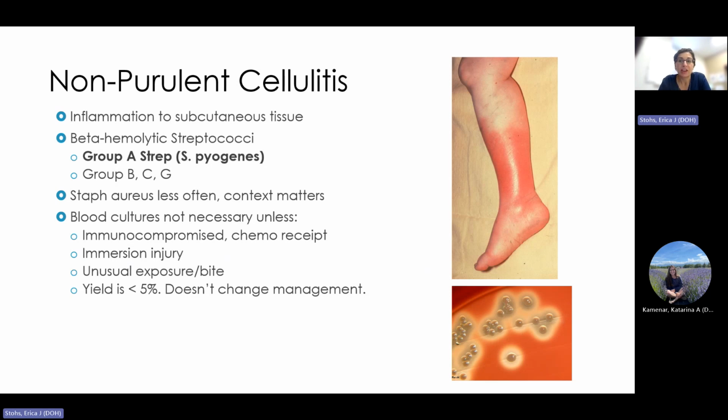Now, one question that sometimes comes up clinically is, do you need blood cultures to work up a resident with skin and soft tissue infection? Generally, the answer is no, unless you have certain categories or contextual clues. For example, if someone is immunocompromised or receiving chemotherapy, if there's an immersion injury like a burn, or if there's an unusual exposure, then you may be getting blood cultures. But in general, the yield is less than 5%, and therefore it doesn't generally change management.